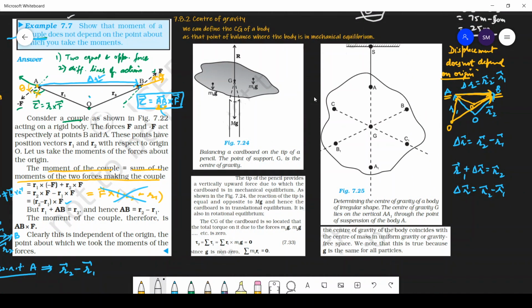So students, this is what we have done. The formula of torque is AB cross F. This you can simply find with this formula. Now we have discussed center of gravity. What is center of gravity? Center of gravity is also a point, a point of balance. So center of gravity is a point of balance.